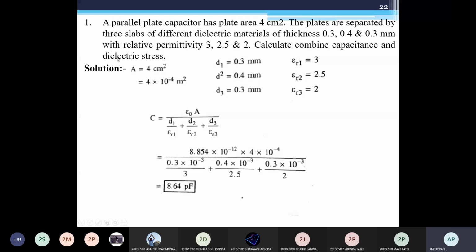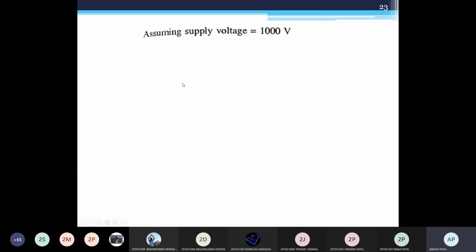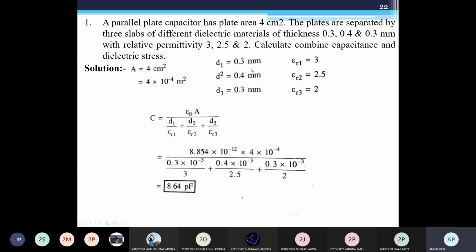So we have to find the dielectric stress. Here it does not ask for the different dielectric materials, so you can find it for any material. Suppose I am finding for E1, E2 or E3. If it asks to find the dielectric stress for all three dielectric materials, then you have to find E1, E2 and E3. But here it just asks to find the dielectric stress, so you can find it for any slab. For that, we need voltage. So voltage is not given here.